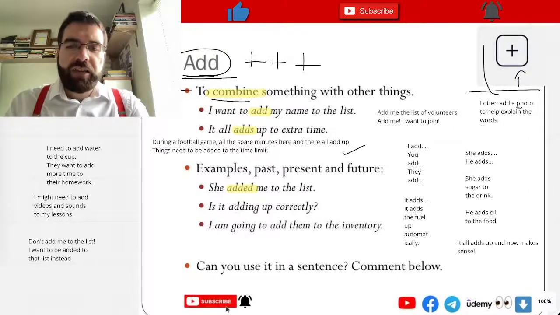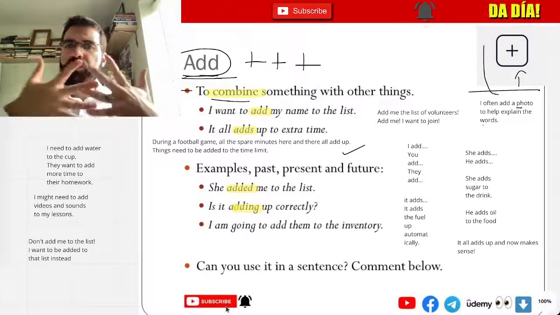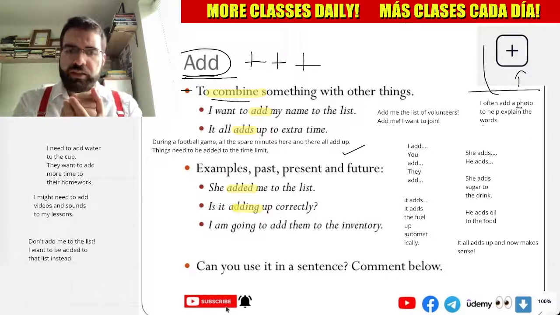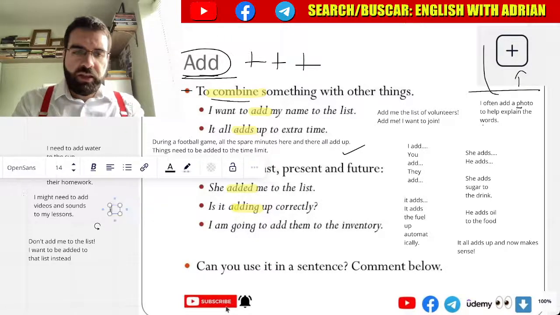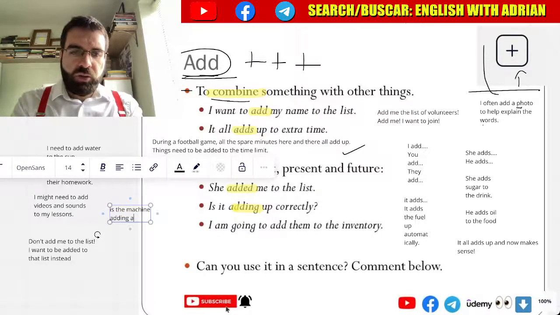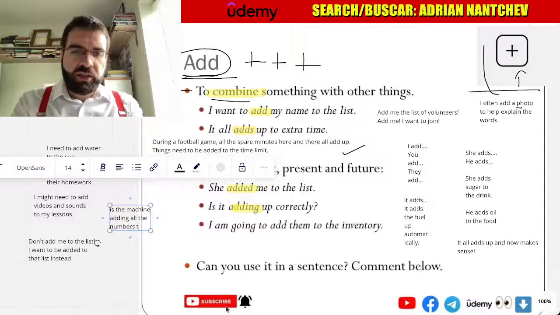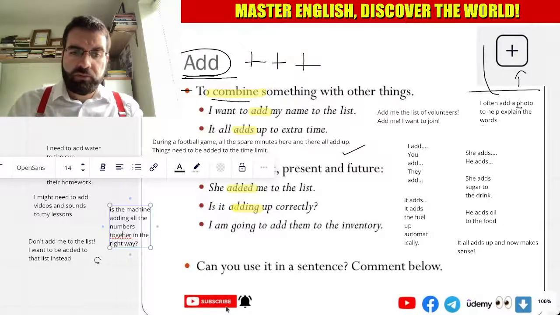Is it adding up correctly? Are all the numbers adding up? Is it working together? Is it adding right? Is the machine adding all the numbers together in the right way? Is it working? I'm not sure. Maybe.